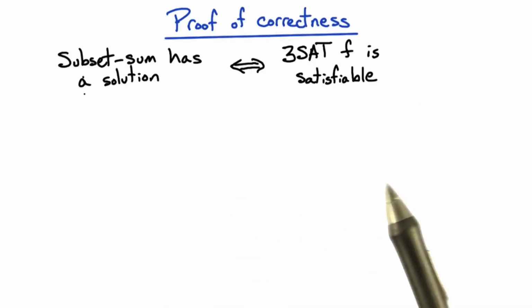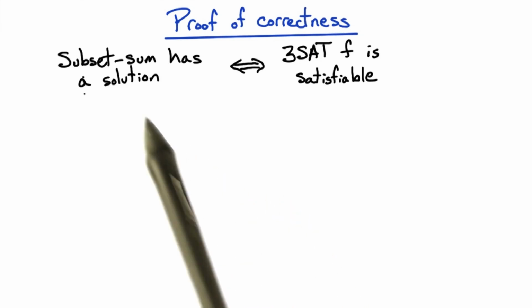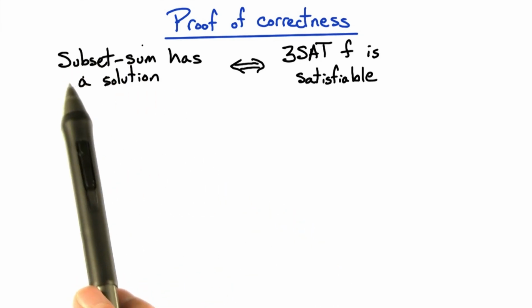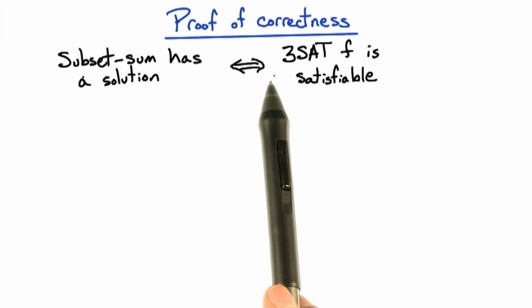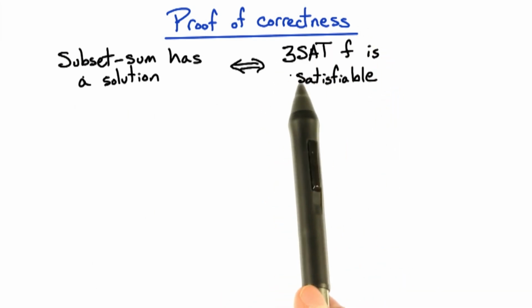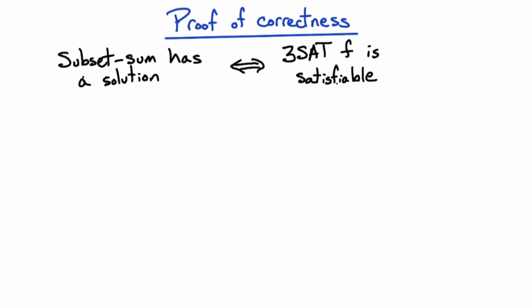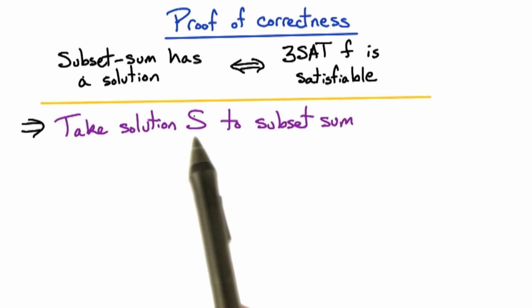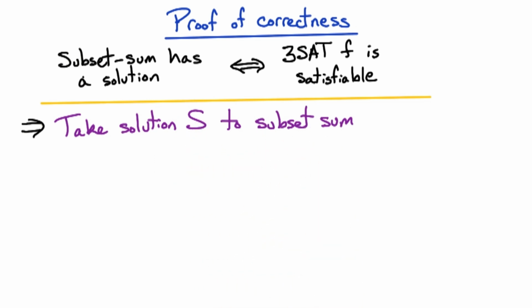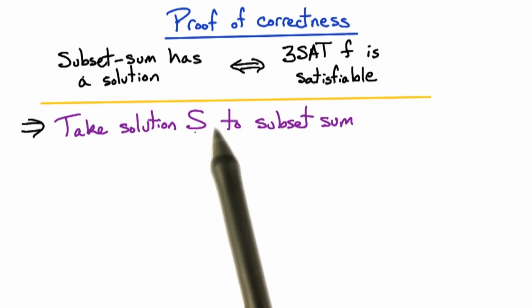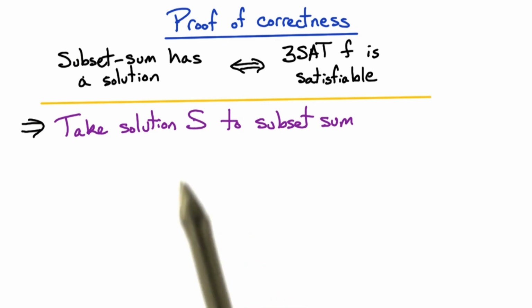What we've sketched so far and what we'll formally prove now is that the subset sum instance that we constructed has a solution if and only if the original 3-SAT input is satisfiable. This is going to prove that we did a valid reduction. Let's start with the forward direction. Let's take a solution S to this subset sum instance. So we know that if we sum up the numbers in S, it sums up to exactly t.